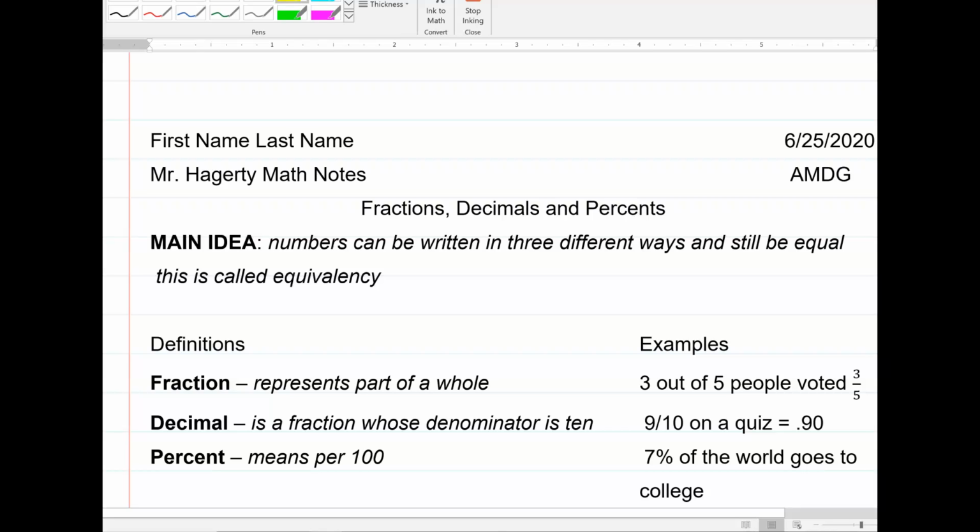First thing you want to do is grab your notebook that you got in the mail. If you don't have it yet, grab a piece of lined paper. Pause the video while you go get that. Now, once you have that, go ahead and put your first and last name up on the top line. Put the date over here all the way to the right. Say Mr. Haggerty Math Notes.